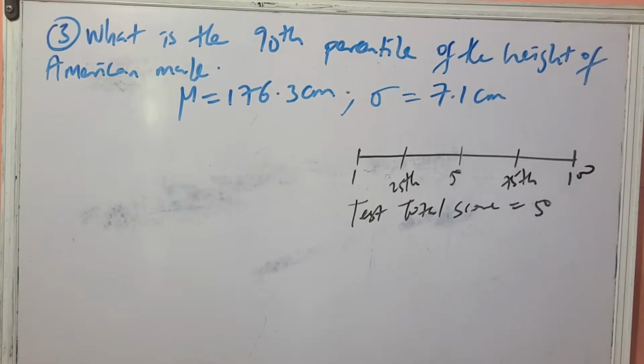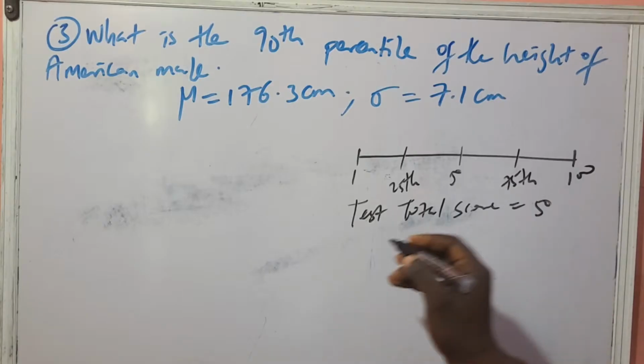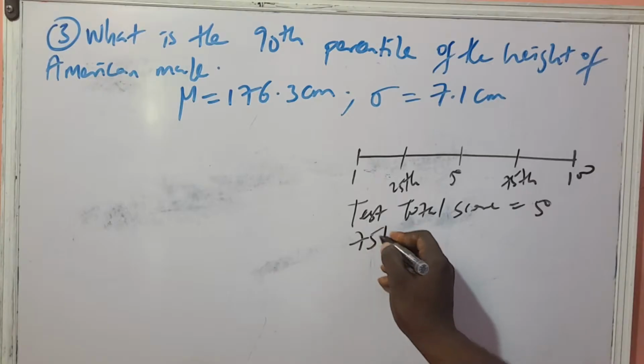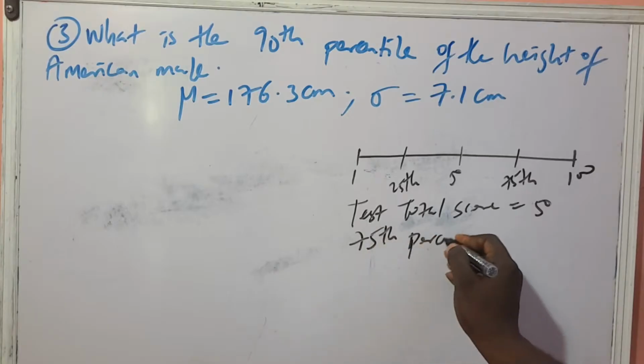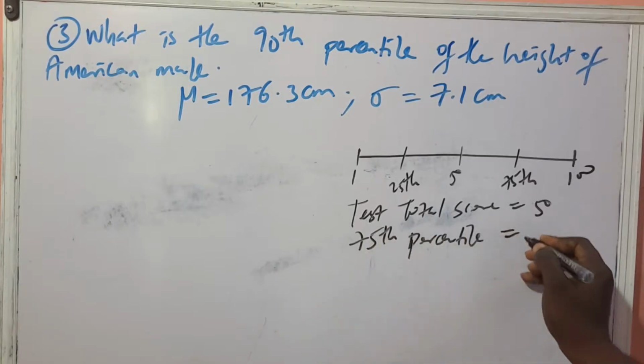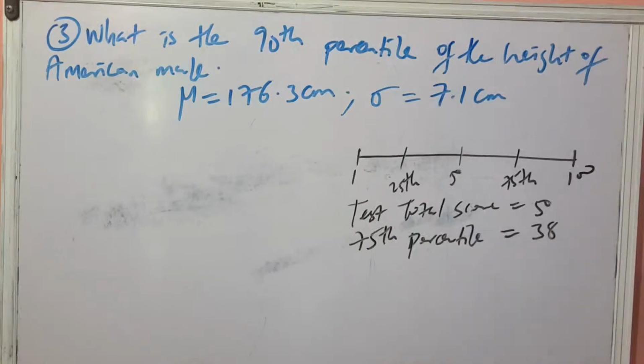Now, let's imagine I told you guys that the 75th percentile is equal to 38. So the main question here is, what does this actually mean? What does it mean for you to say the 75th percentile is 38? Now, this is the meaning of this.